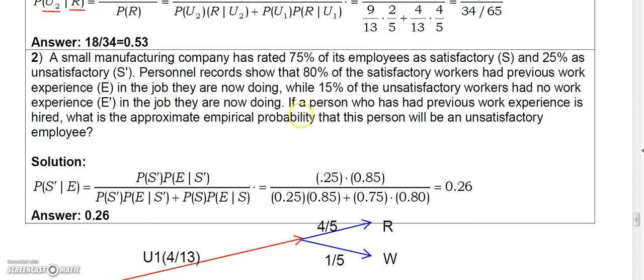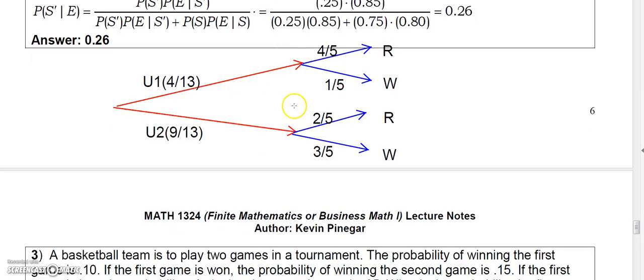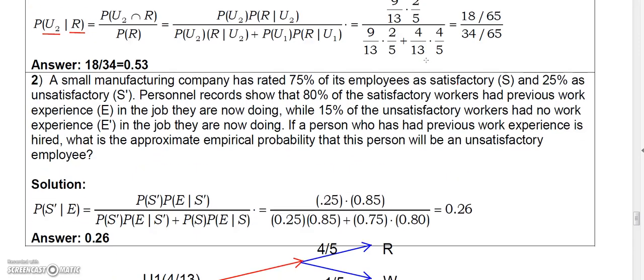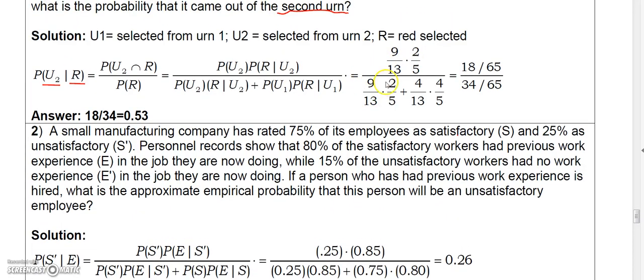And then the denominator is the sum of the products that lead to red. So we actually have the 9/13 times the 2/5, and then the other path to red would be the 4/13 times the 4/5. So we multiply those in the denominator and then add them together. There's the 9/13 times 2/5, and there's the 4/13 times 4/5. If you multiply here, you get 18/65, and then here you get 18/65 plus 16/65, which is 34/65. So 18/65 over 34/65 is 18/34, which is 0.53.